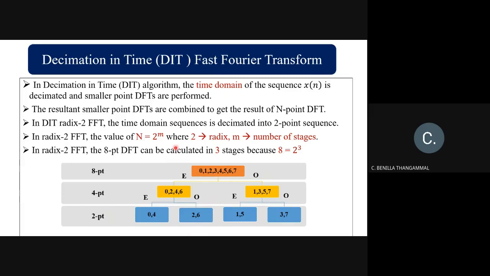So here the decimation is performed in the time domain. So we are calling this algorithm decimation in time algorithm. So this is the basics we are going to follow in the decimation in time algorithm.